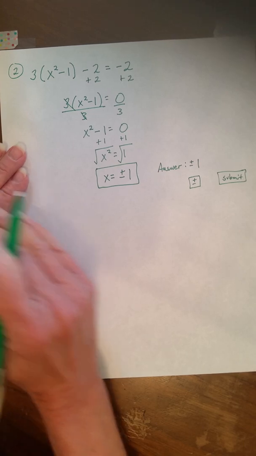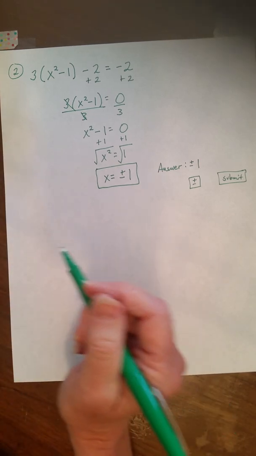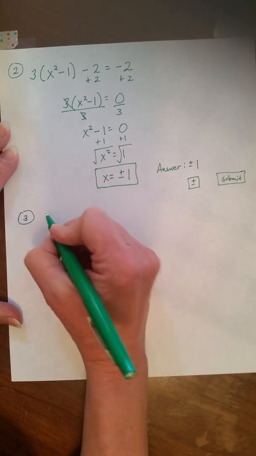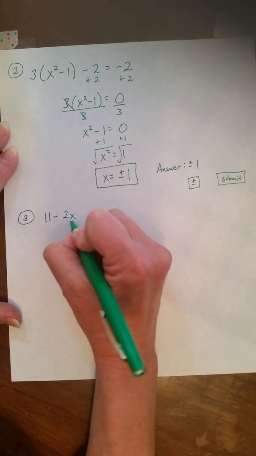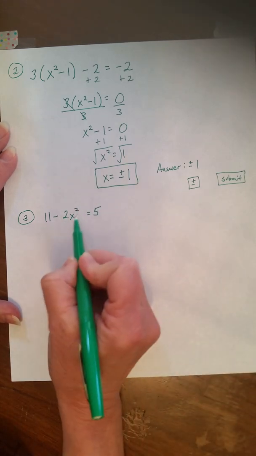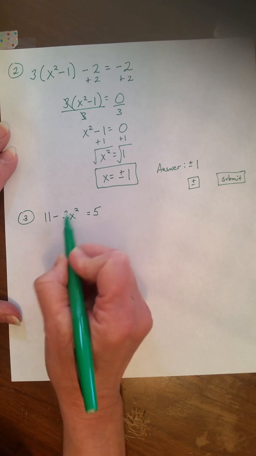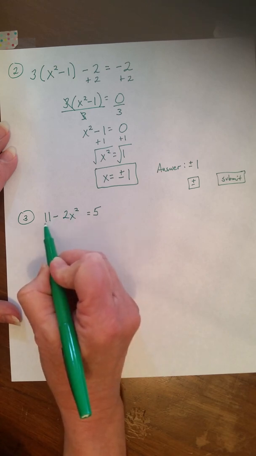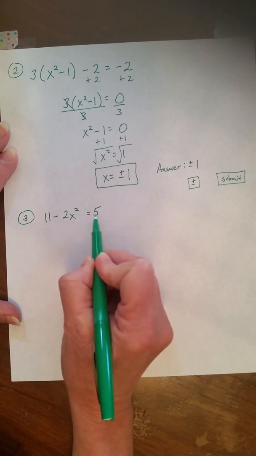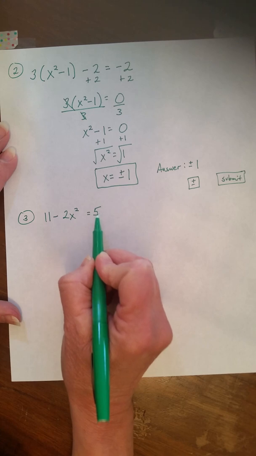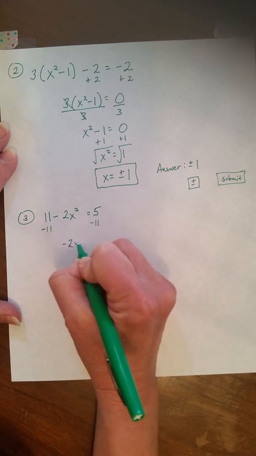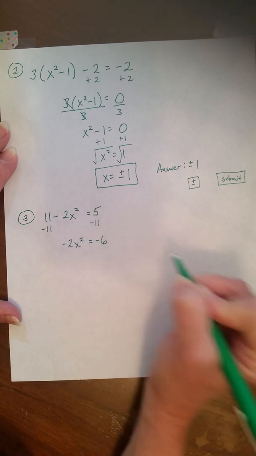Okay, I'm going to do a couple more because every now and then there's an unusual situation. So let's look at number 3. 11 minus 2x squared equals 5. Okay, well here I have a term containing x, and I have a constant here and a constant here. So I'm going to combine the constants, and I'm actually going to combine them on this side. Minus 11 minus 11, negative 2x squared equals negative 6.